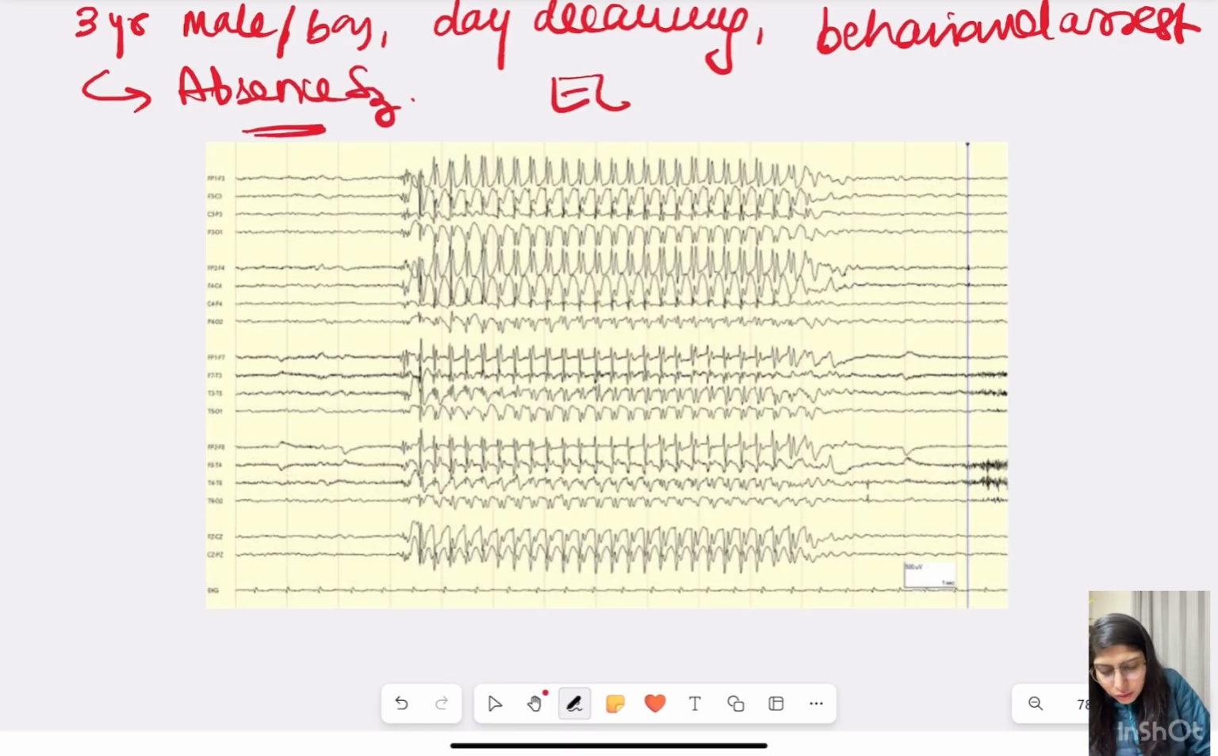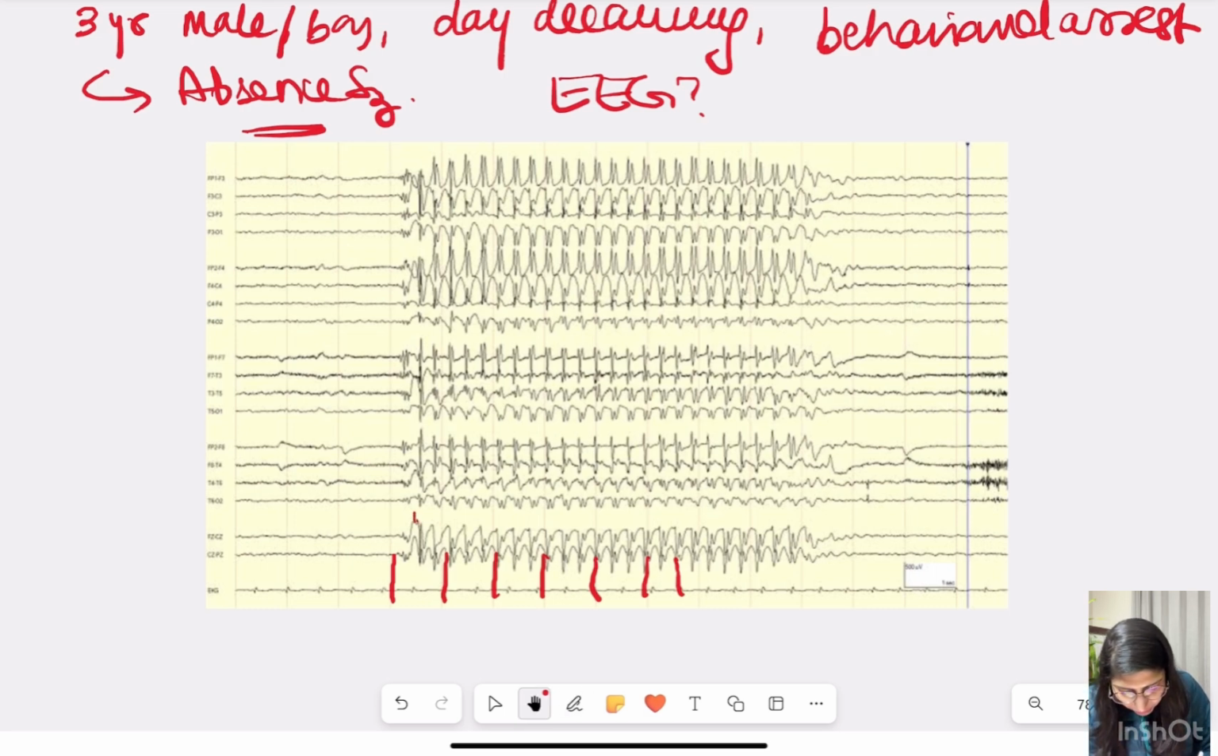Now the question is, what is the EEG showing? So let's look at what the EEG is showing. So we can look at the markings here. These are the markings for 1 second.